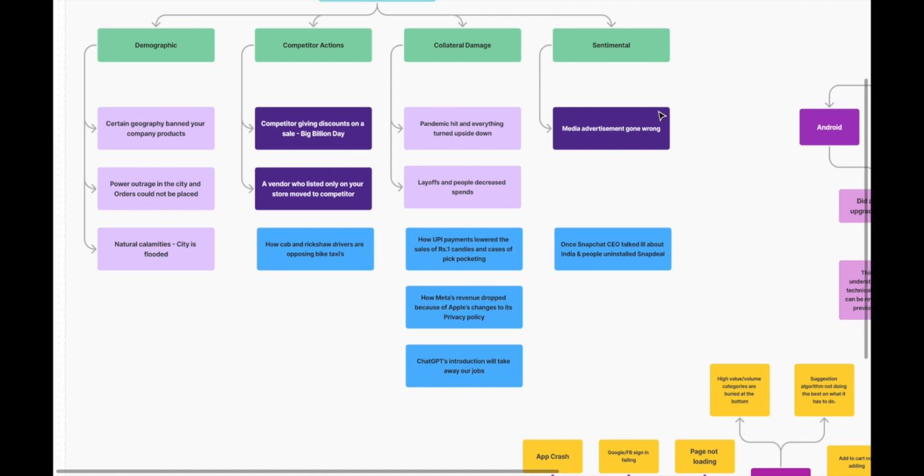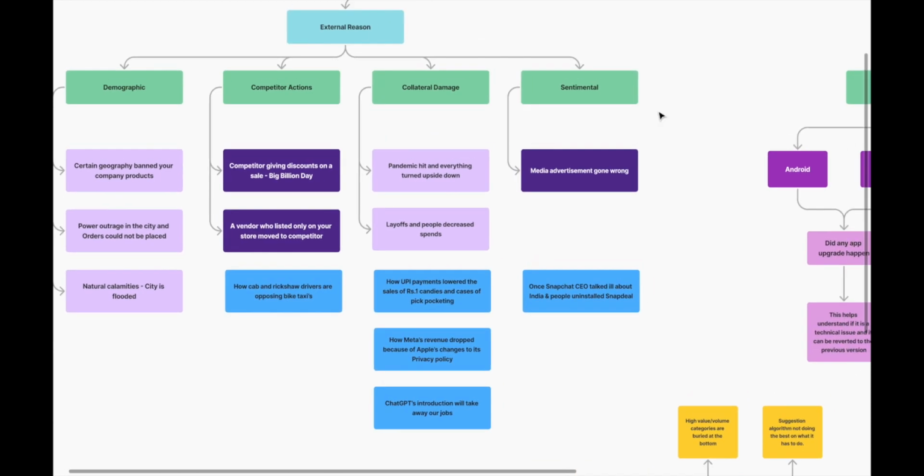And sentimental damage. So, for example, a media advertisement might have gone wrong. It would have hurt the hearts of people, their religion, or one specific kind of people. And because the media advertisement went wrong, people would not like the company or may not order from the company, and that would have caused the degrowth in sales. These are a few of the external reasons that would have caused degrowth in sales.